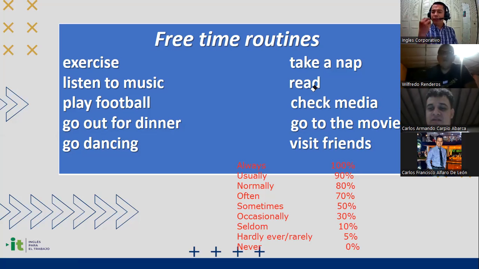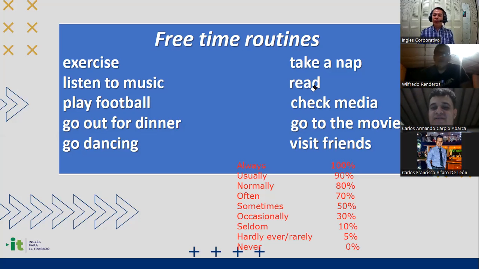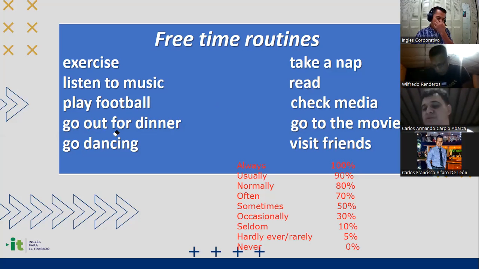Now, go out for dinner. Salir a cenar, right? Including pupusas, Carlos. Okay, come on. I normally... I usually go out for dinner. I go out for dinner. Y puedo decir después pupusas. Yes. With pupusas. Con pupusas, right?